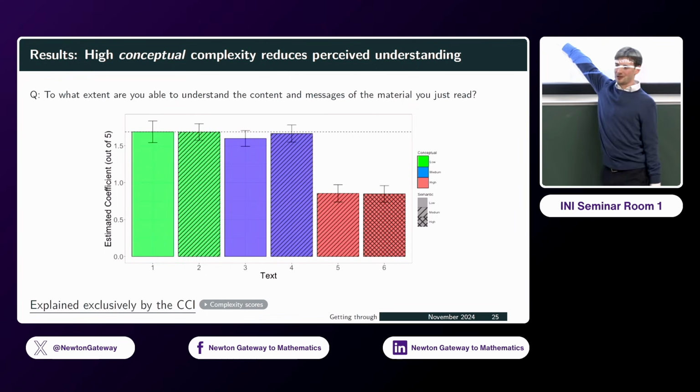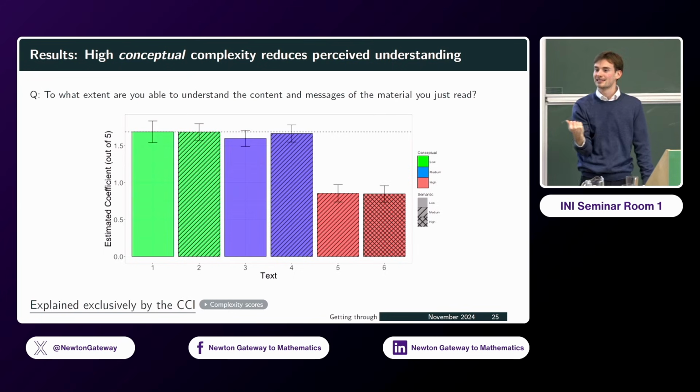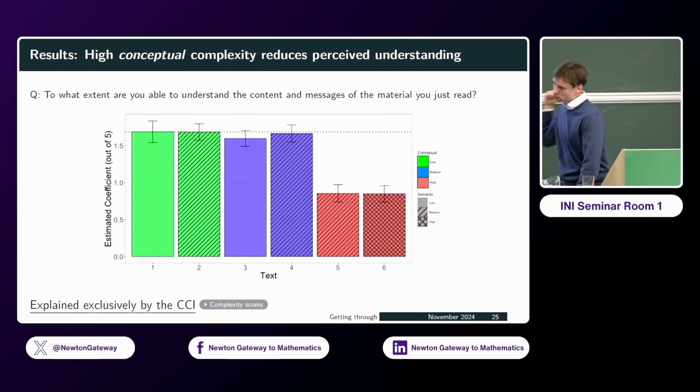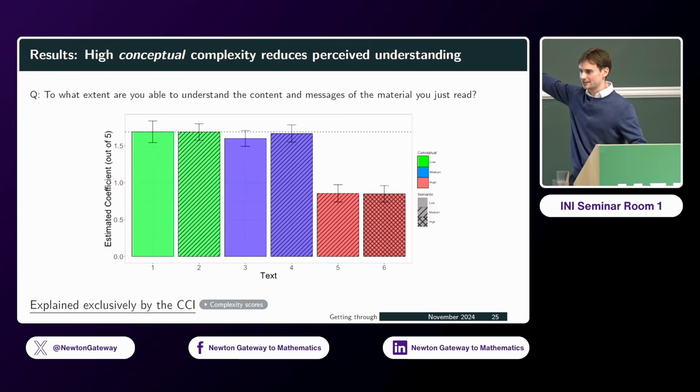And then, interestingly, we don't see any significant difference between medium or high semantic complexity. So we're not seeing any action on the semantic complexity side, average word and sentence length. It's all coming through the conceptual. This was for how much people believed they understood the information.